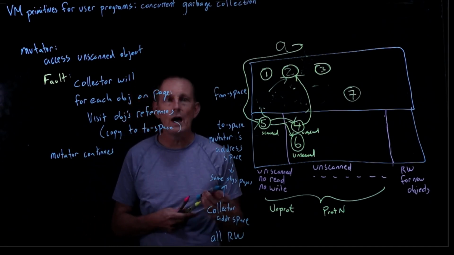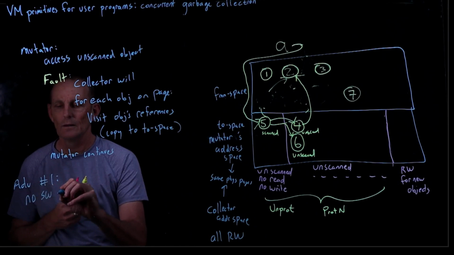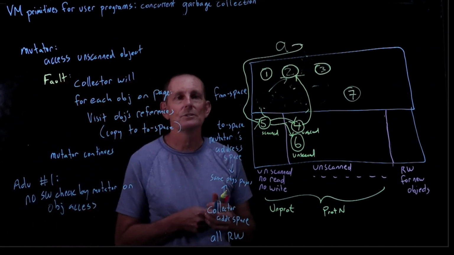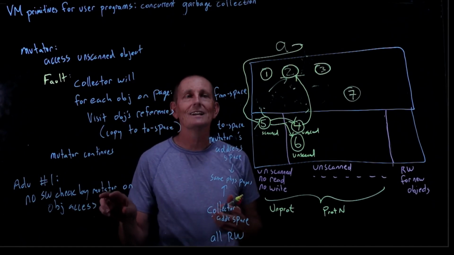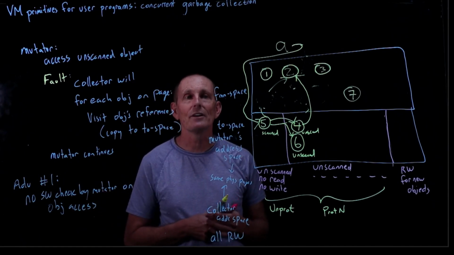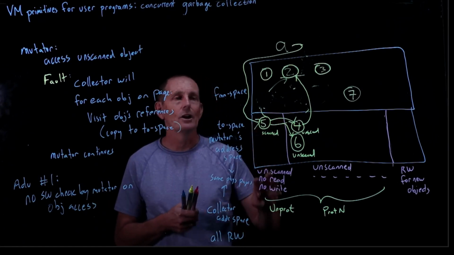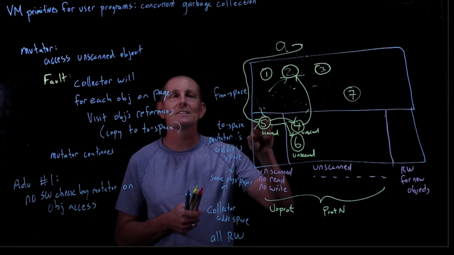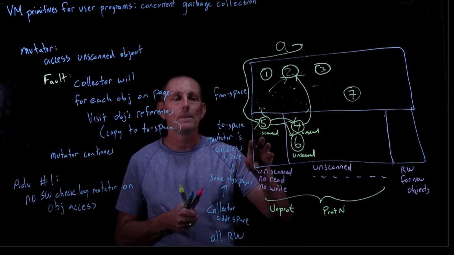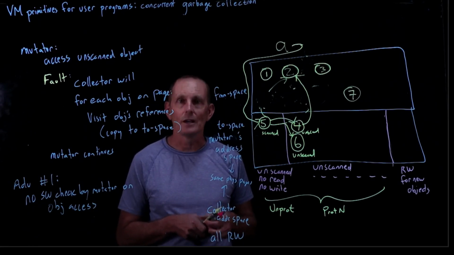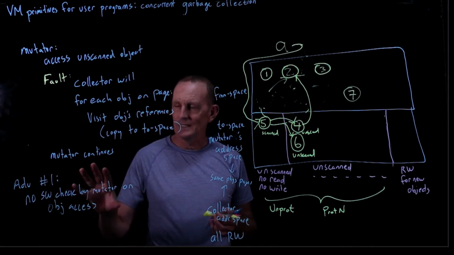So advantage number 1. We have no software check by the mutator on object access. Remember, we used to have a software check that would check to see whether the object was scanned or not. And now we don't have to do that because we're relying on the fact that we're storing unscanned objects in a protected page. Really the key is that we know that on unprotected pages, everything on it has been scanned. And that's advantage number one.